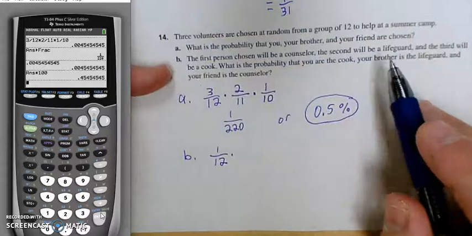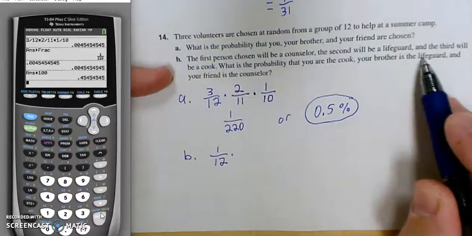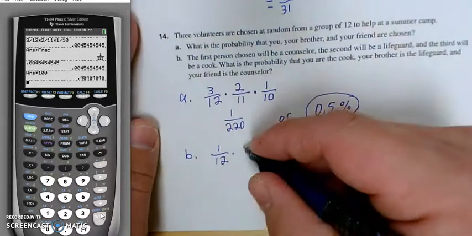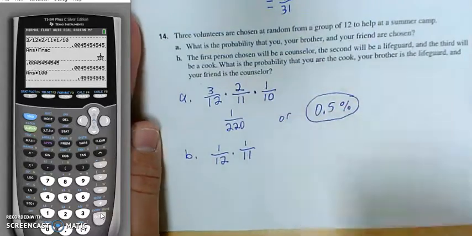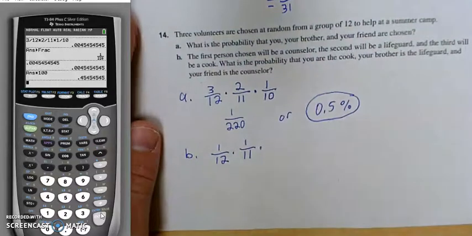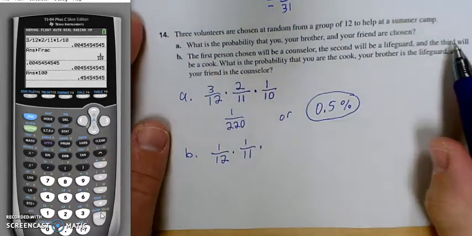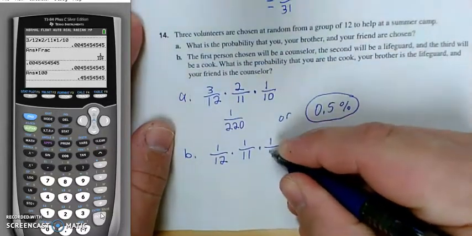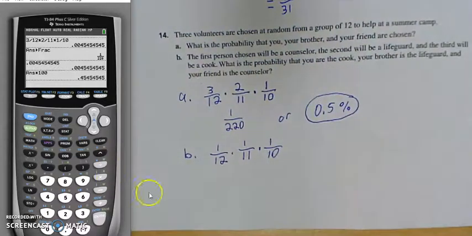The second will be the lifeguard. For your brother to be the lifeguard, there will now be only 1 favorable outcome out of 11 remaining people. And for you to be the cook, there will be only 1 favorable outcome out of the 10 remaining people. So now we're ready to type this in. 1 out of 12 times 1 out of 11 times 1 out of 10.